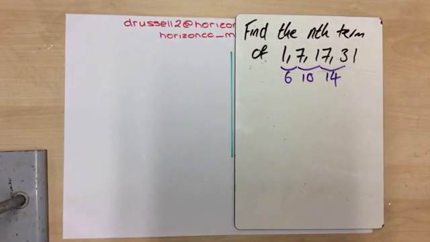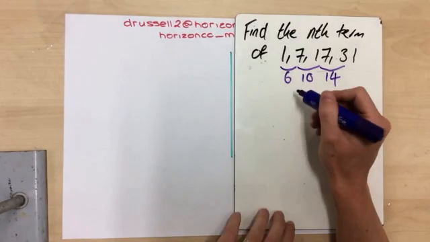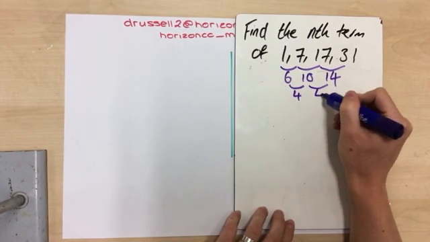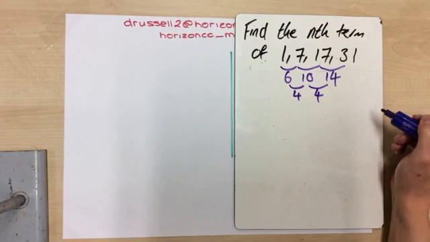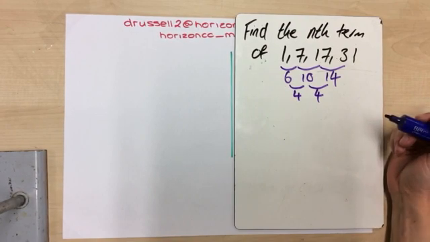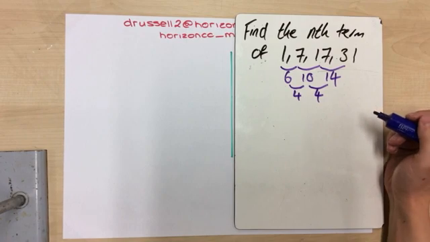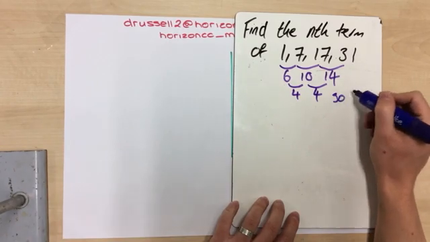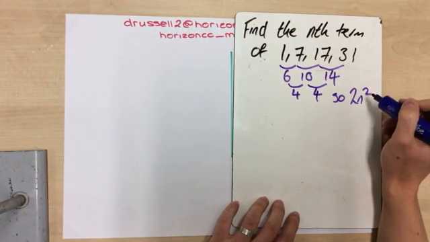Now this tells me, because they're all different, that this is not a linear sequence, it is a quadratic one. So I need to now find the second difference. Between 6 and 10 is 4, and between 10 and 14 is 4. Because that second difference is the same, we know it's going to be quadratic. Now, the next step is the one that my students normally forget. We have to half that. So half of 4 is 2, so this will actually be part of the sequence 2n squared.